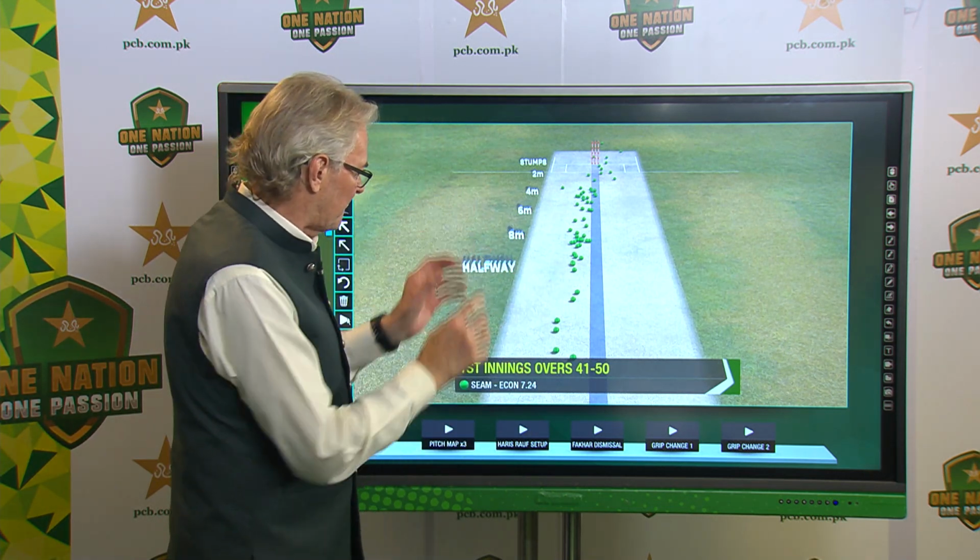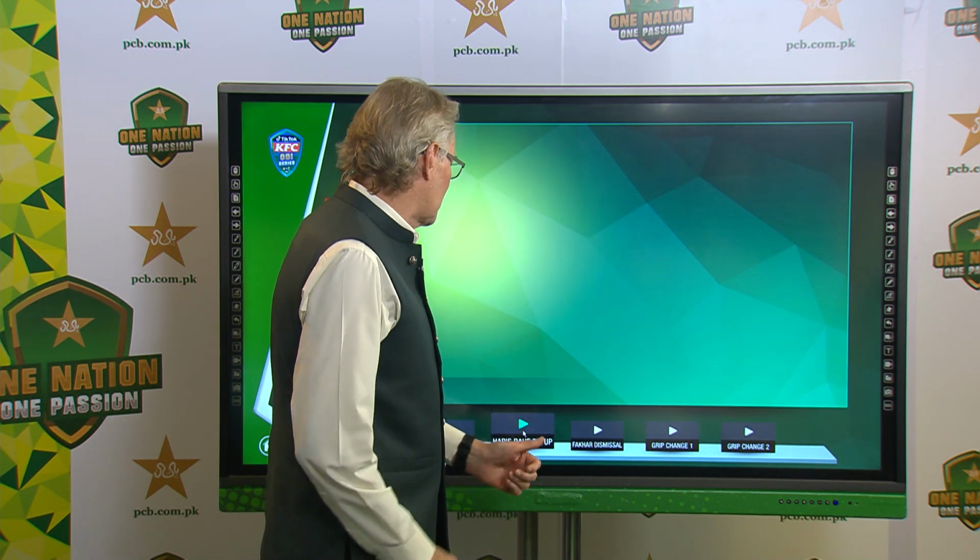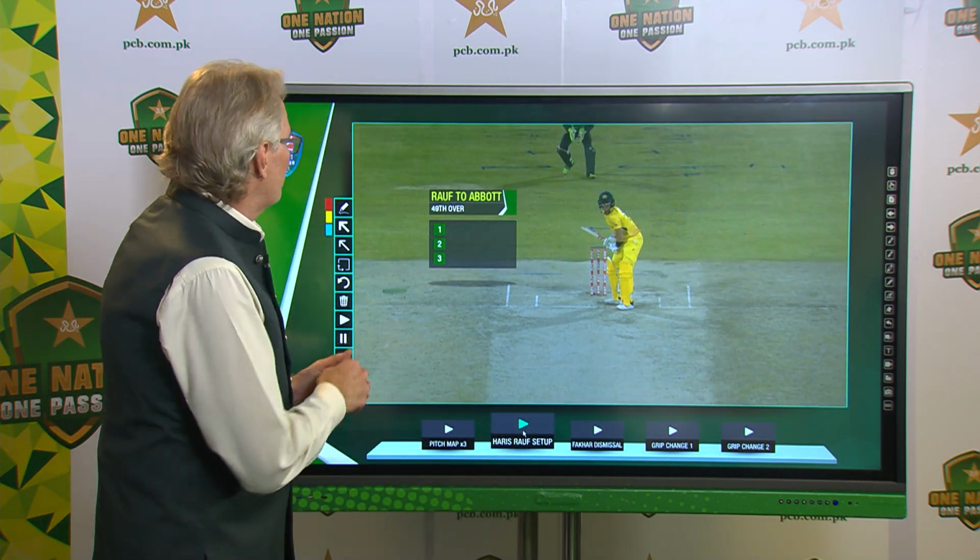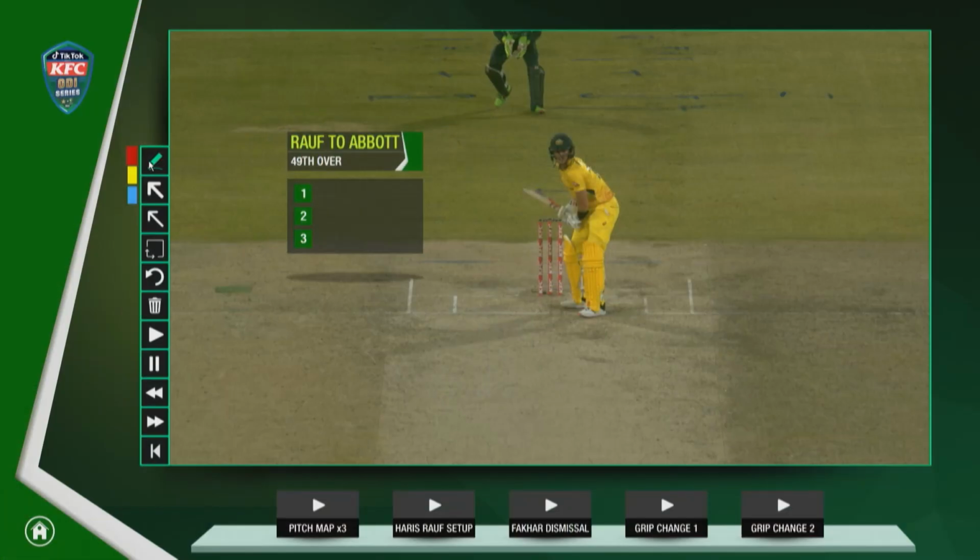So there's a look at the phases. I'm going to look at the terrific setup from Haris Rauf, actually. First of all, we're going to have a look at the speeds here, and just see what he does with his speeds, and also where he bowls and what his plan is to push the batsman back as he goes along here.